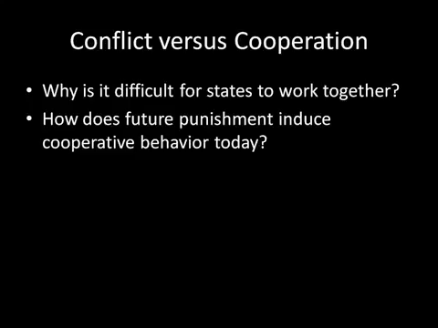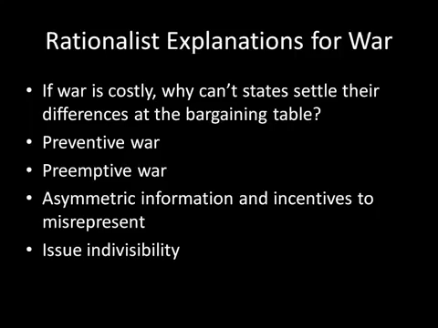Then we'll actually start talking about more specific things. We'll get to the big thing that sort of overtook international relations in 1995, which was an article by a professor at Stanford named James Fearon, who wrote an article called Rationalist Explanations for War. And he just asked a very simple question. If war is costly, why can't states settle their differences at the bargaining table, given that it's going to cost both sides something to fight a war?